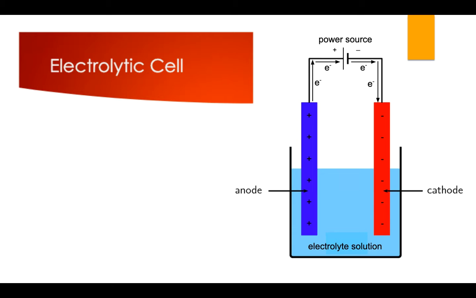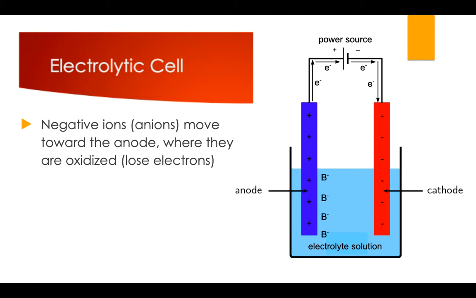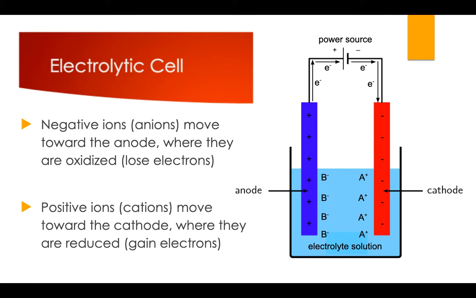Within the electrolyte, you've got positive ions and negative ions. The negative ions, which are called anions, move toward the anode, where they are oxidized. So they're losing those electrons. The electrons are pulled away, the anode becomes positive, the negative ions move there and start donating their electrons to the anode to be pulled over to the cathode. On the other side, the positive ions, which are the cations, move toward the cathode, where they gain the electrons that have been pulled away from the anode.